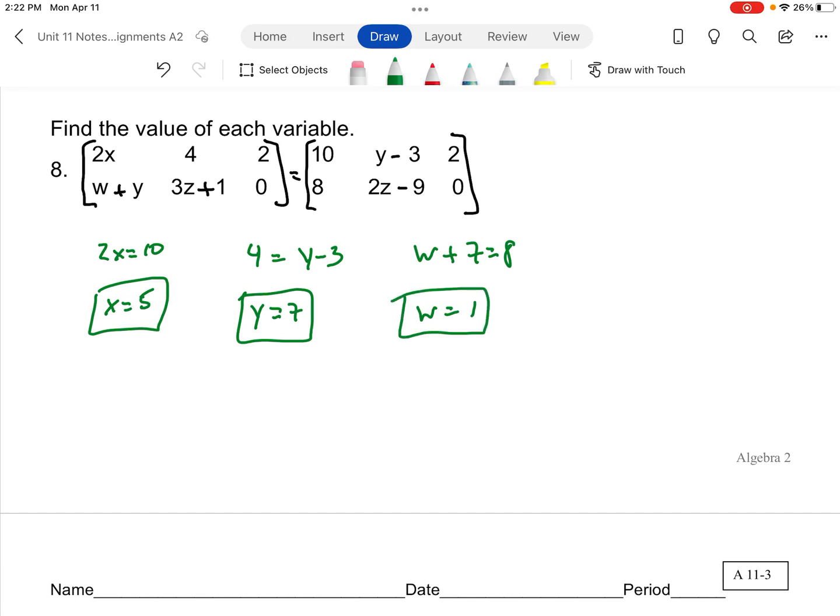Okay. And then finally, I got to figure out what Z is. I've got 3Z plus 1 equals 2Z minus 9. Let's subtract 2Z from both sides, and minus 1, you get Z is a negative 10. Negative 10. Okay. All right, so hopefully you guys had success when trying some of those on your own.